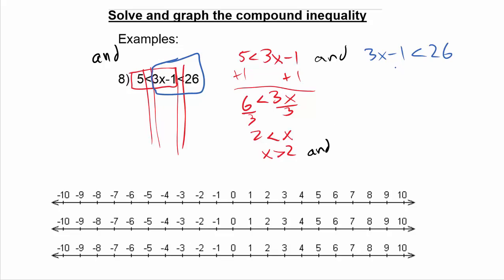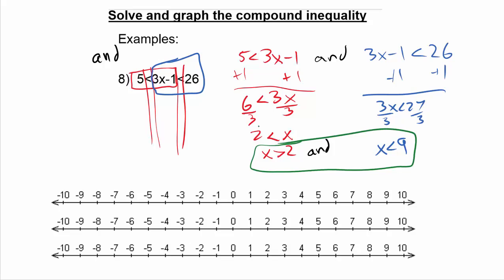Now with the blue one on the right, what I'm going to do is start by adding 1 to both sides. We'll get 3x is less than 27. And if we divide by 3, we should solve to get x is less than 9. So we've got our answer here to this problem, and that's one way to solve this and write the answer.